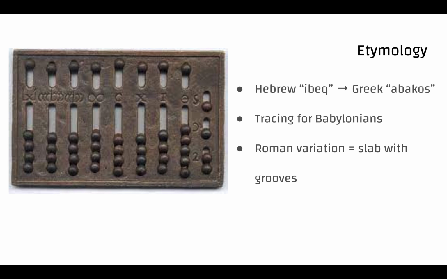A Roman form of the abacus, depicted here, was a smooth table with grooves and small balls that could be slid up and down these grooves, similar to how beads are slid up and down rods in many other versions that will be shown later.